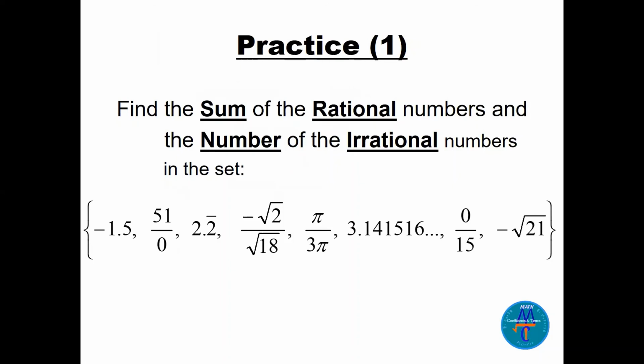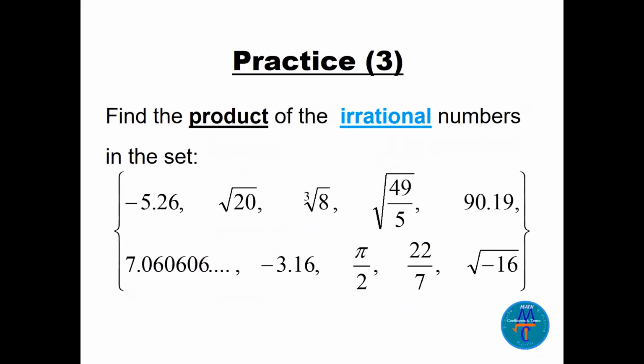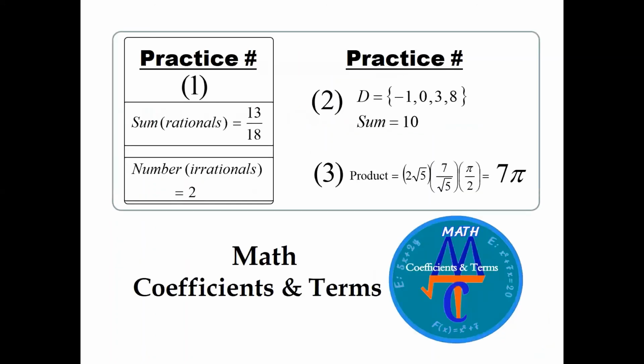Now, I'm leaving this as practice for you. Practice number 1, please: find the sum of the rationals and find the number of irrationals. So the rationals you add, the irrationals you count. Number 2, similar to one of the questions there: y equals x squared minus 1. Find the sum of the elements. Practice number 3, find the product. This is a nice question. Find the product of the irrational numbers. So find the irrationals on a piece of paper, 2, 3, 4, or 5, whatever the number, and then multiply. You will find the answers of the practice here, 1, 2, 3.